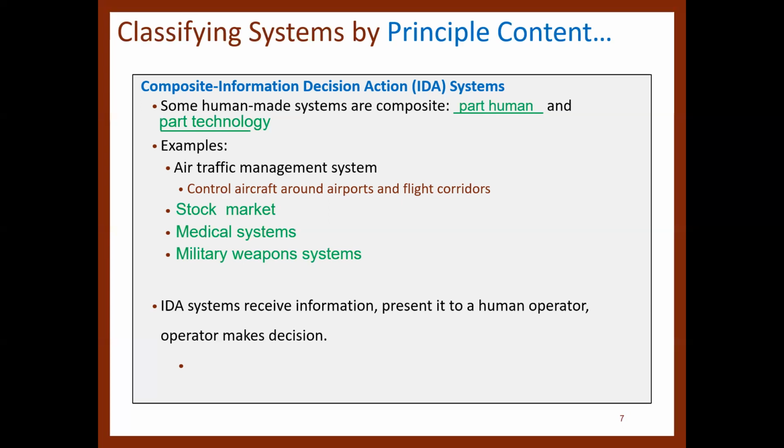Information decision action systems, or IDA systems, receive information presented to a human operator, and the operator makes a decision based on that. These types of systems tend to operate at high stress levels. When you think about the person in charge of air traffic management systems, they're dealing with a lot of information and they have to make the best decision with the information they have on hand. For example, deciding which airplane is going to land on a busy airport.